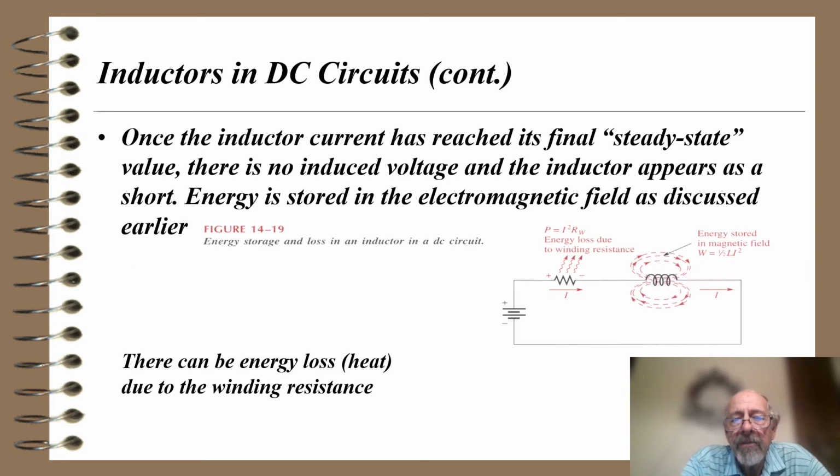Once the inductor current has reached its final steady state value, there's no induced voltage, and the inductor appears as a short. Energy is stored in the electromagnetic field as discussed earlier. There can be energy lost, as heat, due to winding resistance. And again, a little graphic here, figure 14.19, shows what happens as an inductor is powered by a battery. In this case, we get a magnetic field around the inductor and energy stored equal to 1/2 L i squared.